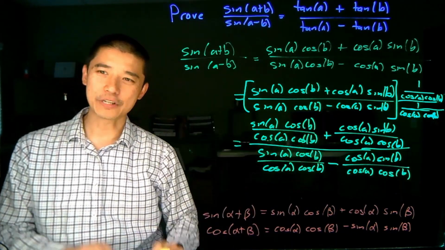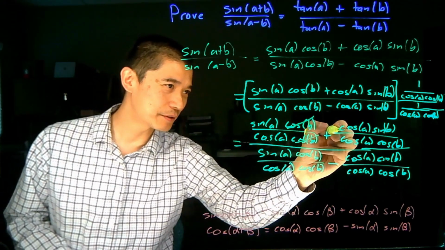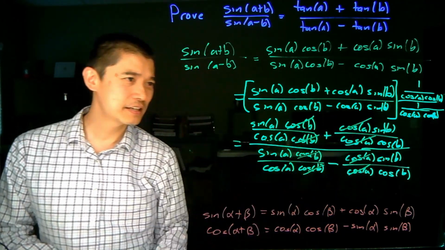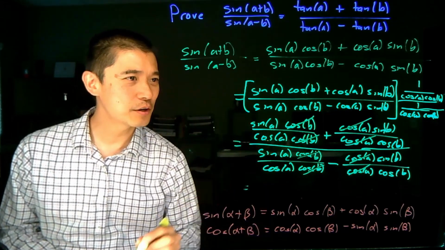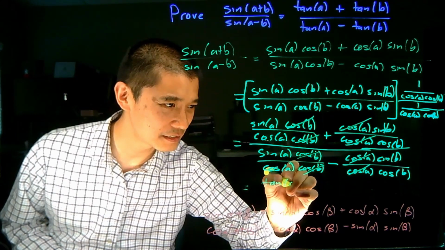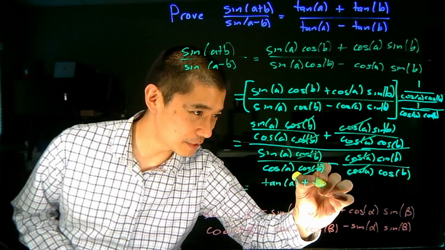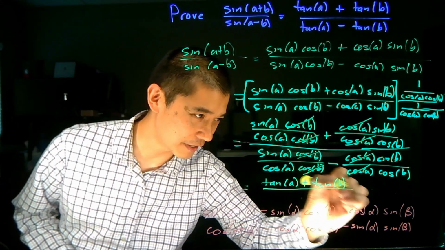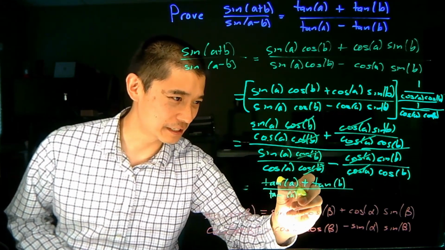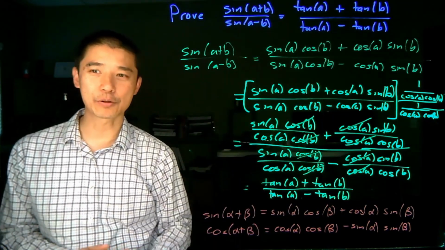Having written this all out, we now just look for cancellation. Here, we have a cosine B canceling out. Here, we have a cosine A canceling out. And then same thing here. Cosine B's cancel out, cosine A's cancel out. And what are we left with? Here, we have sine of A over cosine of A, which is tangent A, plus sine B over cosine B, tangent B, all divided by tangent A. The denominator has a minus sign, tangent B, and that's exactly what we were going for.